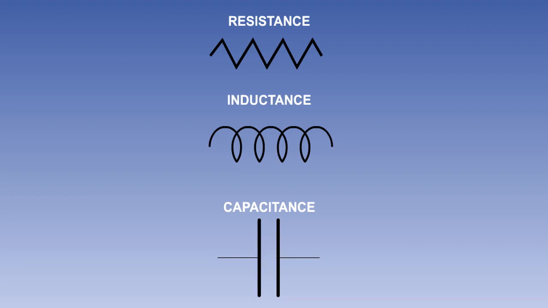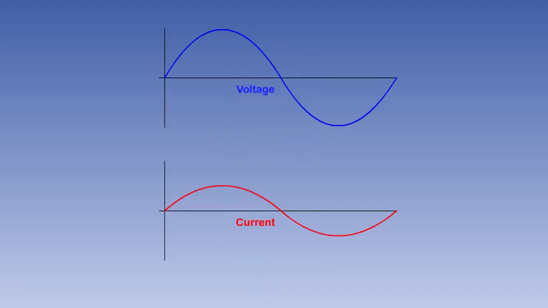In this lesson, we will discuss the effects that resistance, inductance and capacitance have on voltage and current in an AC circuit. Current and voltage in an AC circuit have the same frequency, and their waveforms, or the shapes of their cycles, are the same. In aircraft AC generator systems, the voltage and the current waveforms are both sinusoidal.